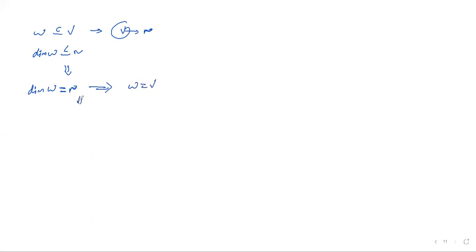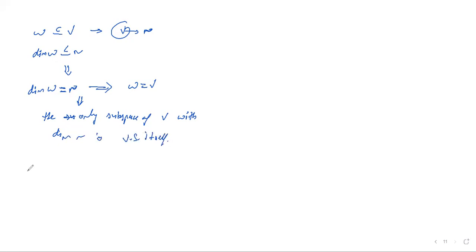Now there are some results you have studied earlier on dimension and subspaces. When W is a subspace of the vector space V, and this vector space V has dimension n, the dimension of this subspace W will be less than or equal to n, the dimension of the whole vector space V. If by any chance the dimension of W is equal to n, this will be possible only if W is equal to V. It means that the only subspace of V with dimension n is the vector space V itself.